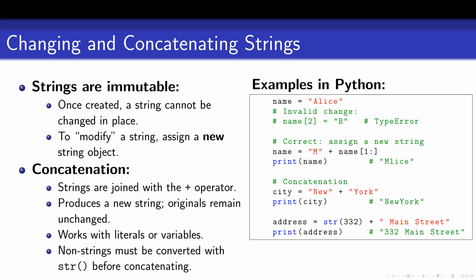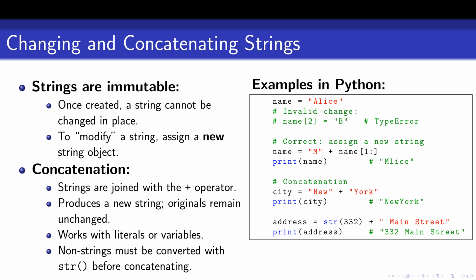It's important to understand that strings in Python are immutable, meaning they cannot be changed in place. If you attempt to reassign a single character, Python will throw a type error. To change a string, you must build a new one and reassign it to the variable. This concept is shown on the slide where a name string is updated by creating a new string with an altered first character. Another common operation is concatenation, where you join strings together using the plus operator.